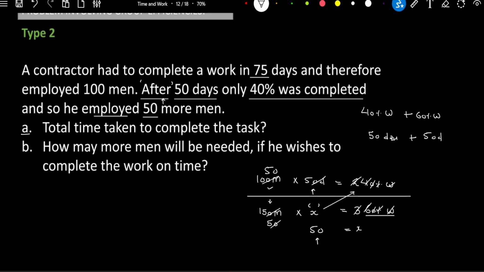The value of x is also 50. So total work, meaning 100% work, was completed in how many days? You will say 100 days. So the answer of your first part A is 100. So I hope you were able to understand how you are supposed to attempt a problem of this type.